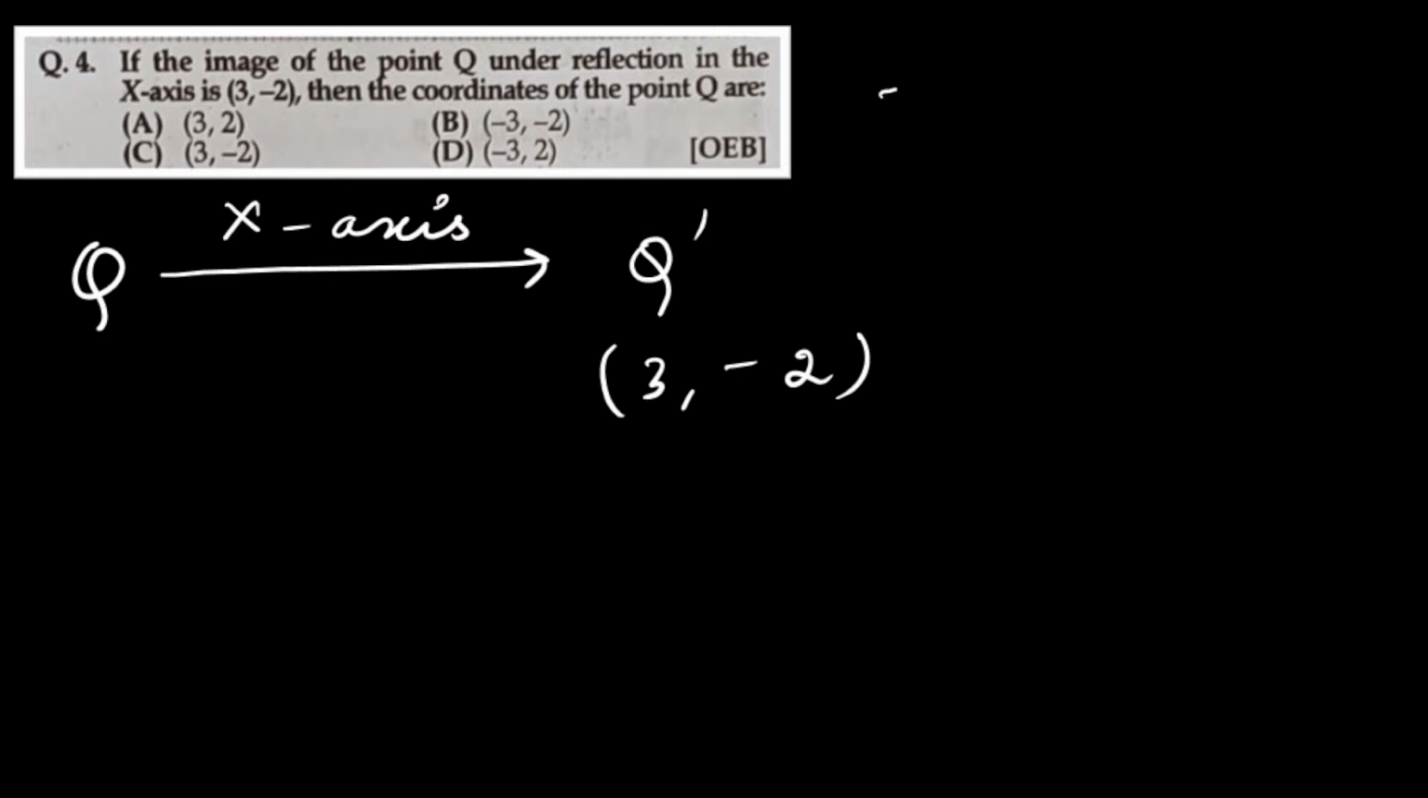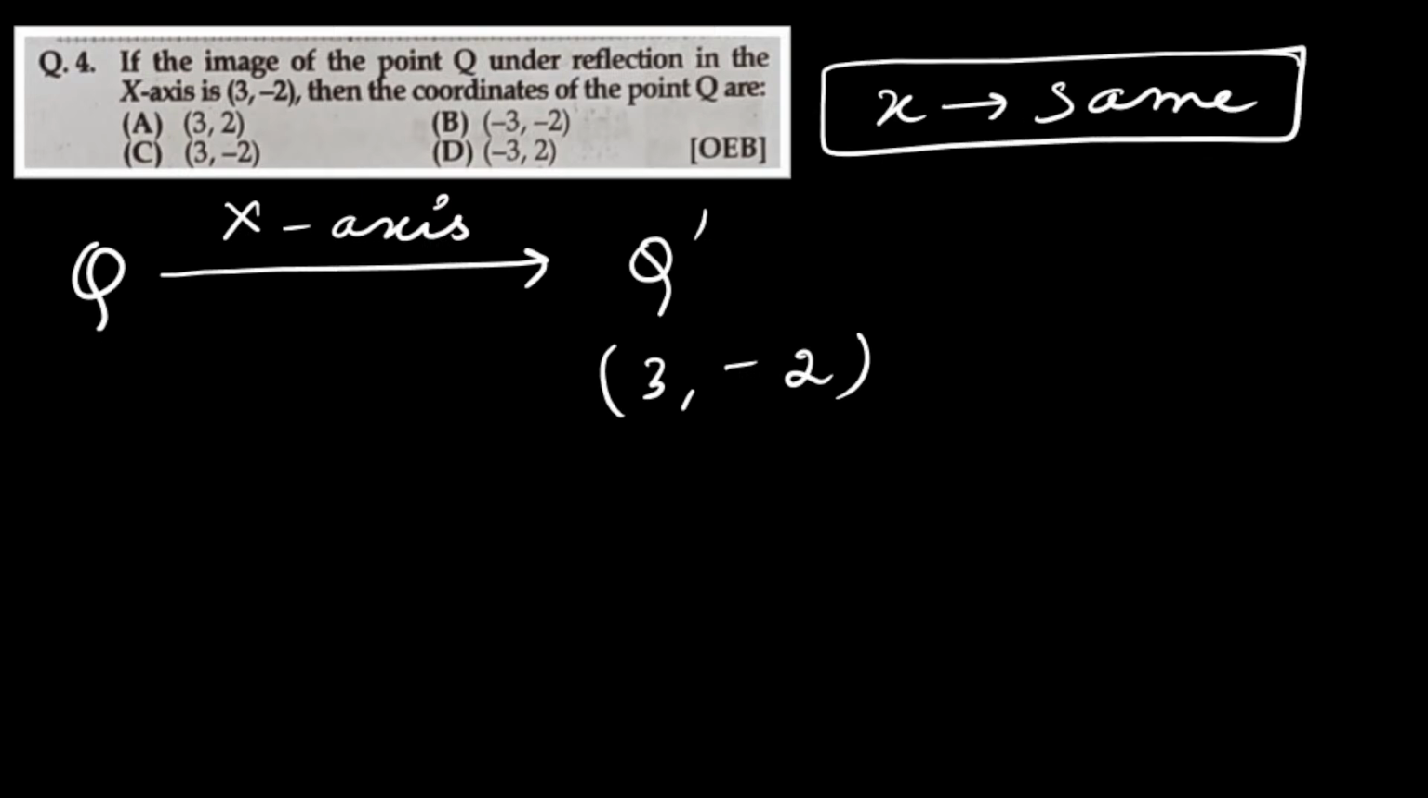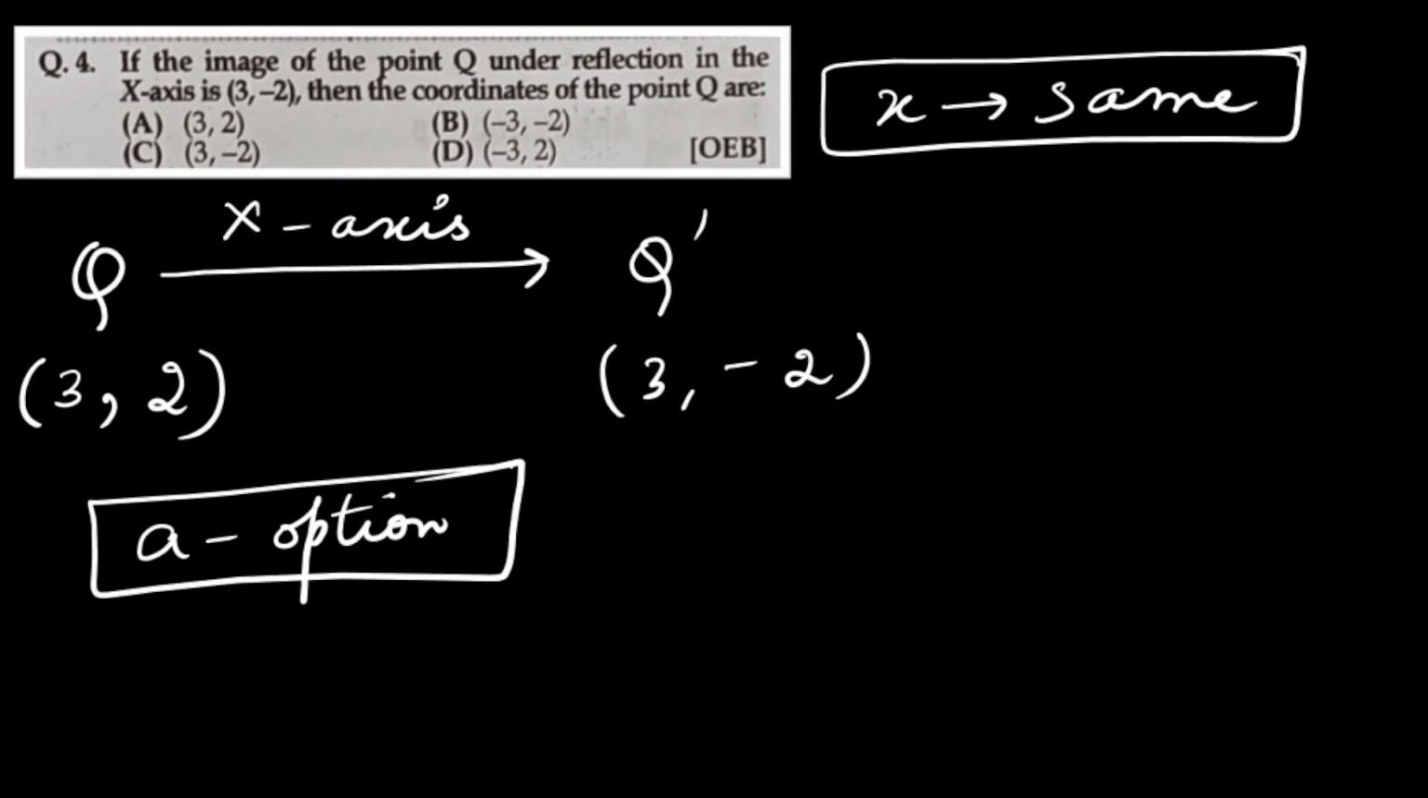So x-axis means the x point is same. So for writing this also, that means x would have been 3 only. The sign of the y has changed. So it changed to -2. That means initially it is supposed to be 2. So (3, 2), option A.